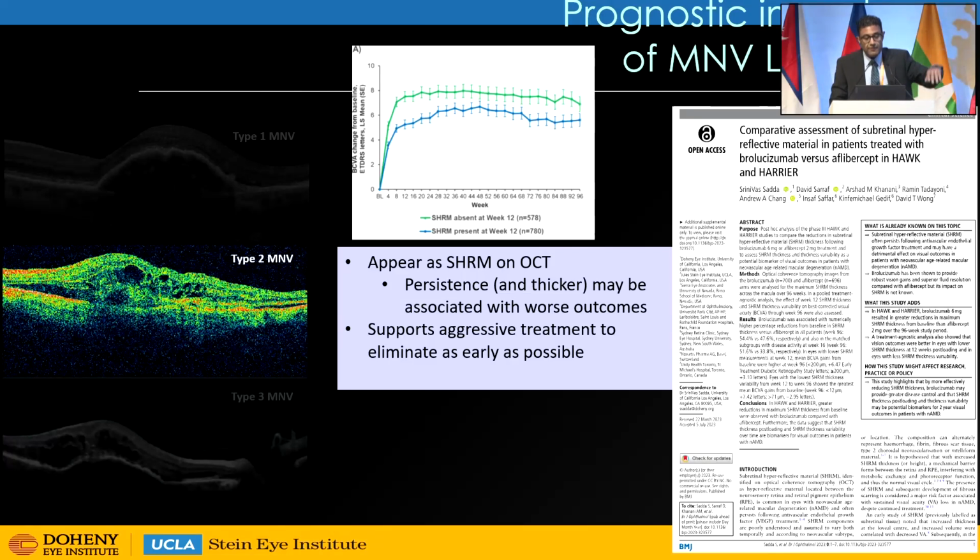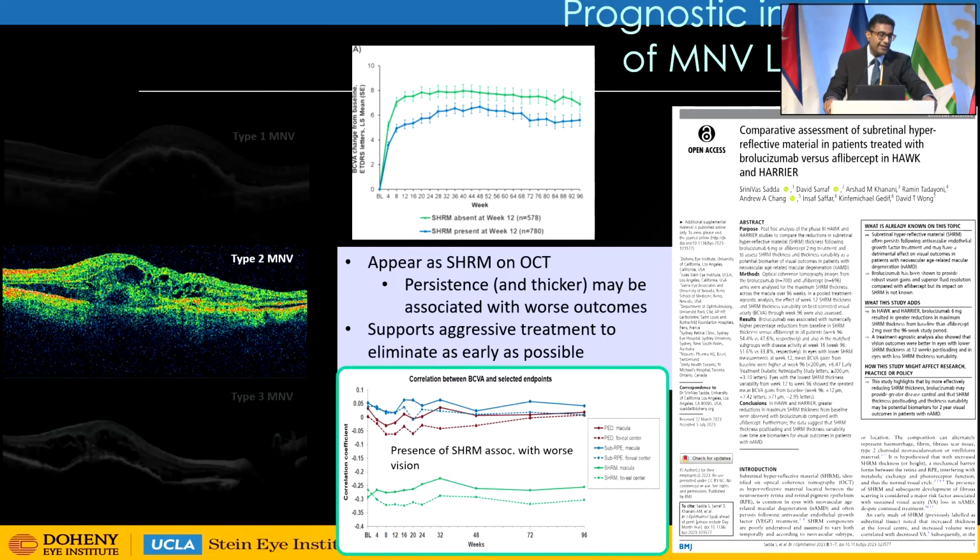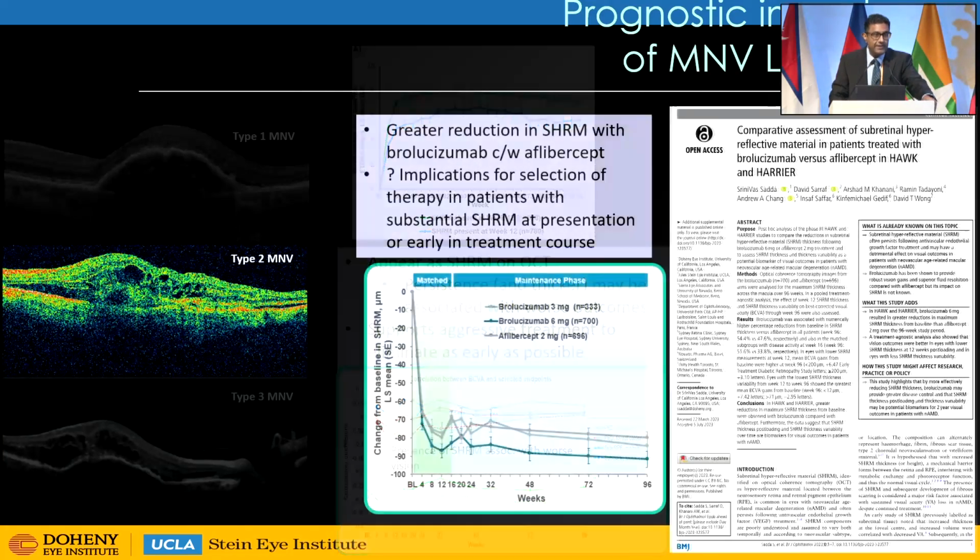This is a more recent post-hoc analysis from the Hawk and Harrier trials, where you can see that in the blue curve, patients who had SHRM on OCT still had a visual improvement, but it's lower compared to patients who did not have SHRM. In fact, that was the main variable. In just about every study, when you look at variables that predict treatment response, SHRM comes out. And it should surprise no one here, right? If you have material between your RPE and photoreceptors, that's probably not a good thing.